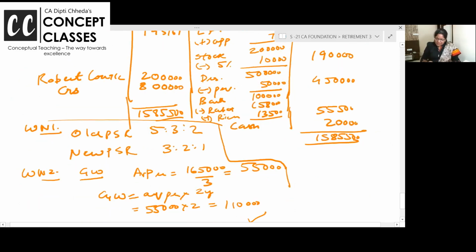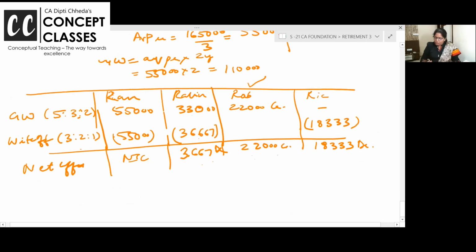The problem is easy, dear students. Check goodwill. Goodwill is clear. Raise the goodwill in the old ratio. Write off the goodwill in the new ratio.